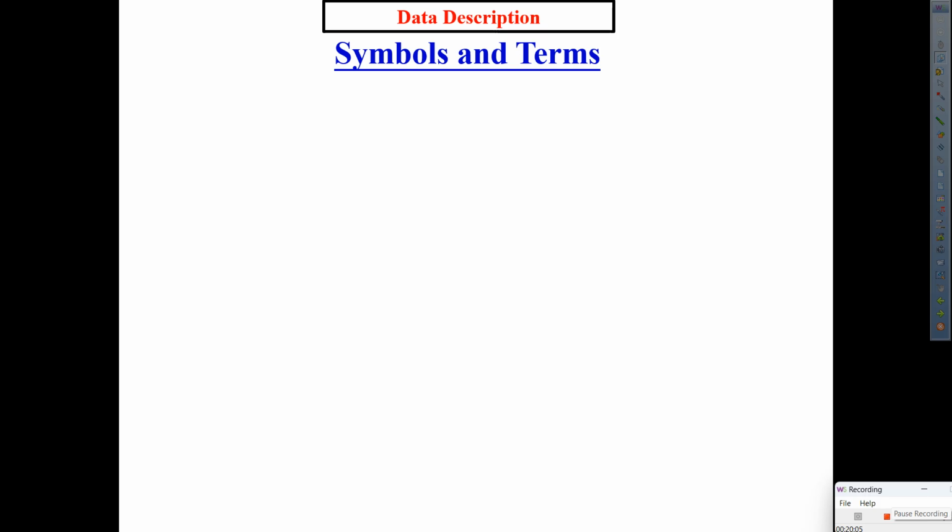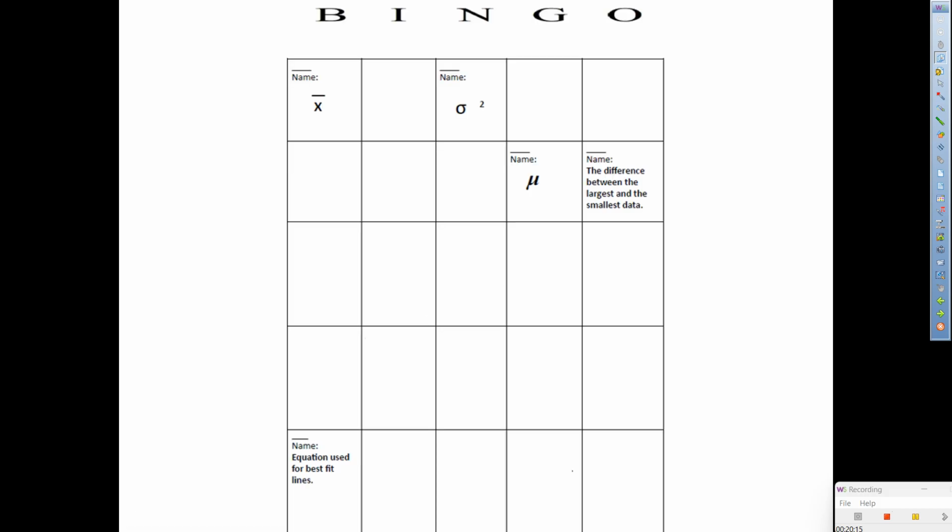All right, instructions. Here we go. Write your name, date, period on the top right corner. Name, date, period on the top right corner. And what you have in front of you is a bingo sheet.